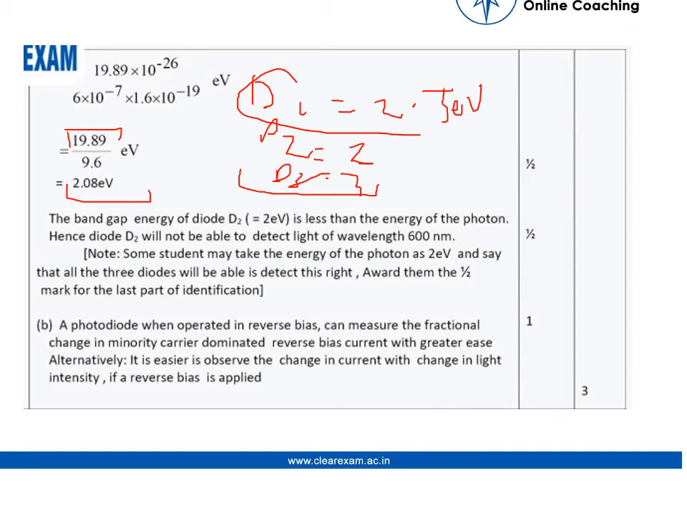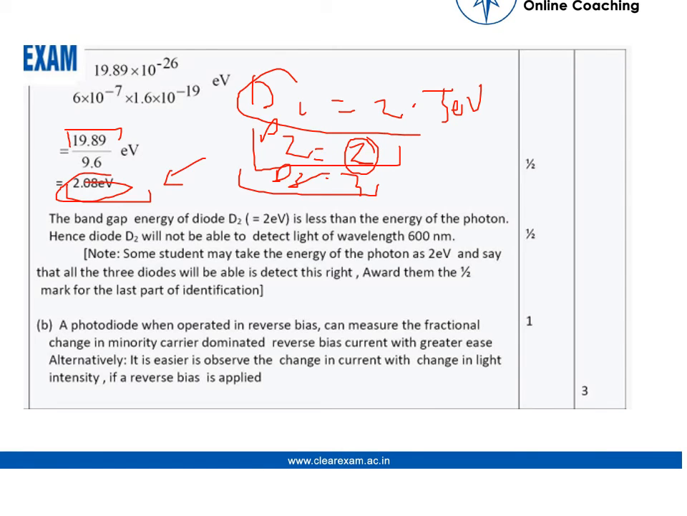Now D1 and D3 will be able to detect light of wavelength 600 nanometers because their band gap is greater than 2.08 electron volts. So only D2 will not be able to detect light of wavelength 600 nanometers because it has a band gap of 2, which is less than 2.08 electron volts.